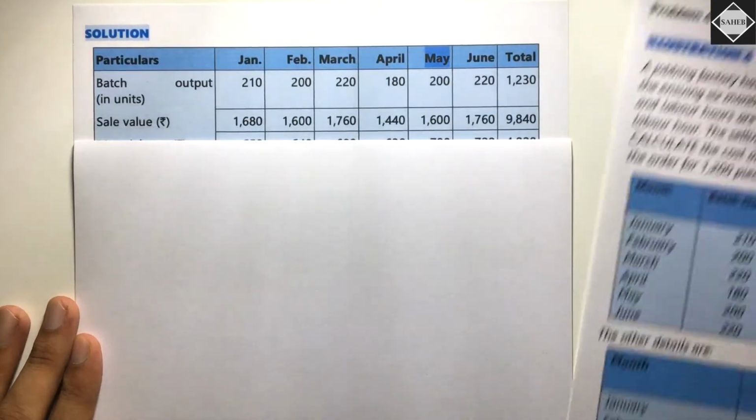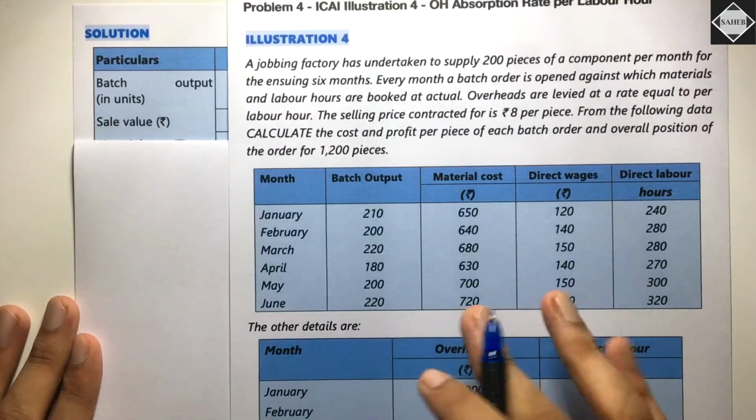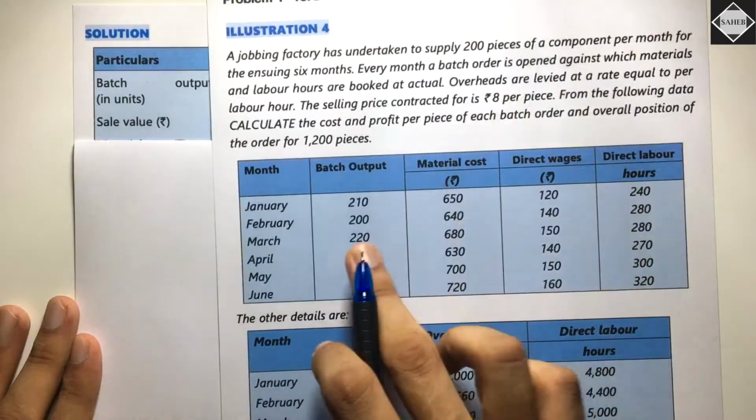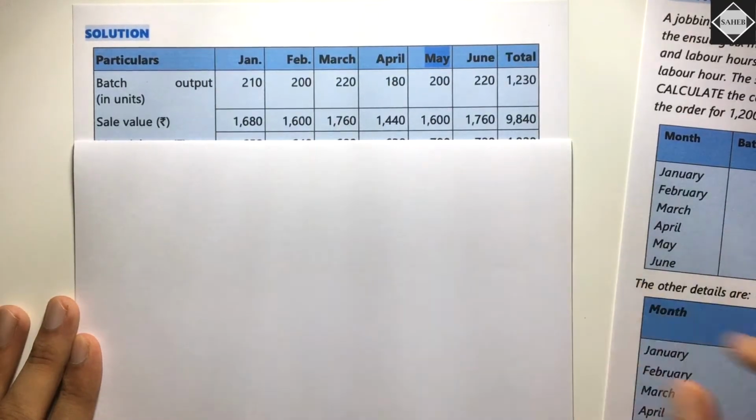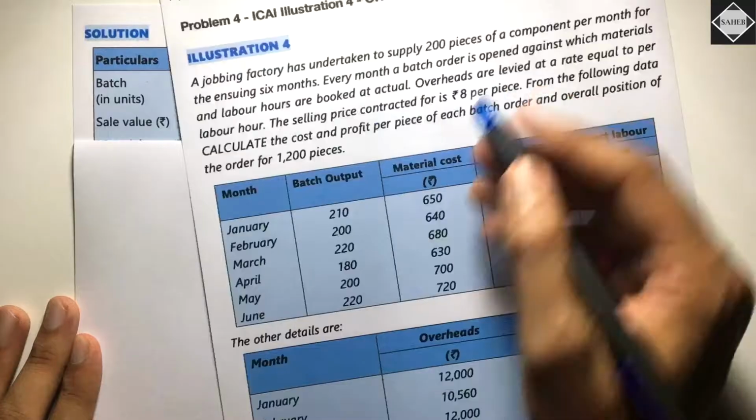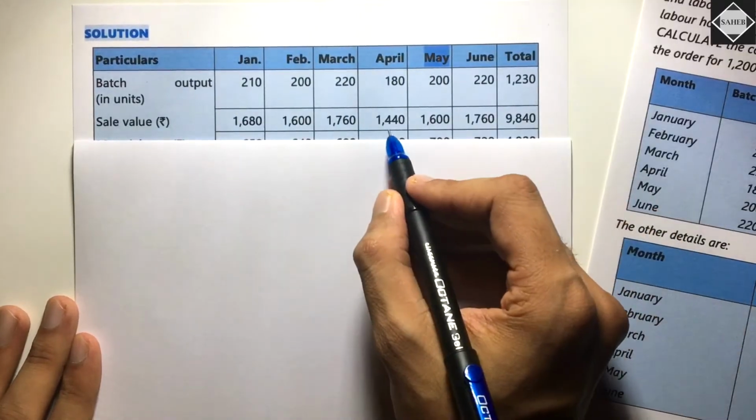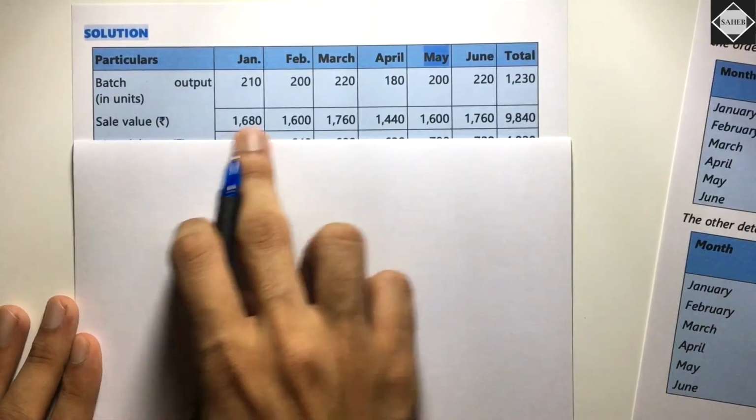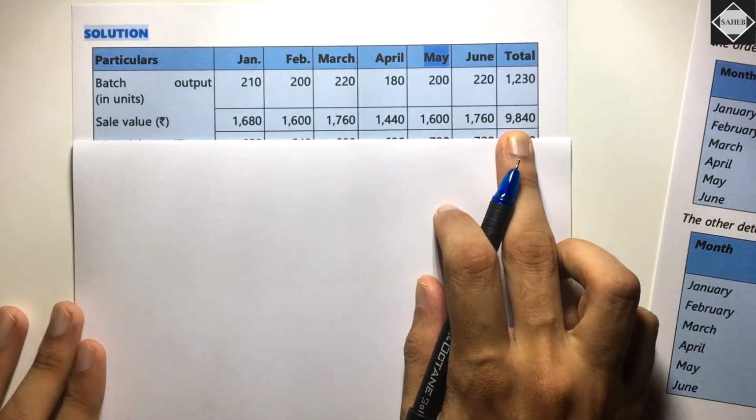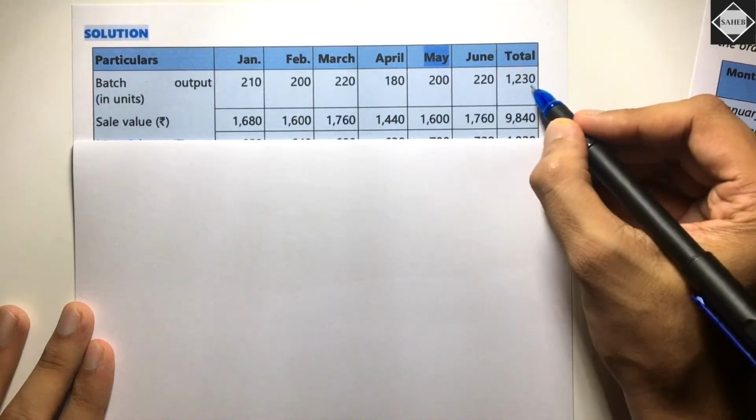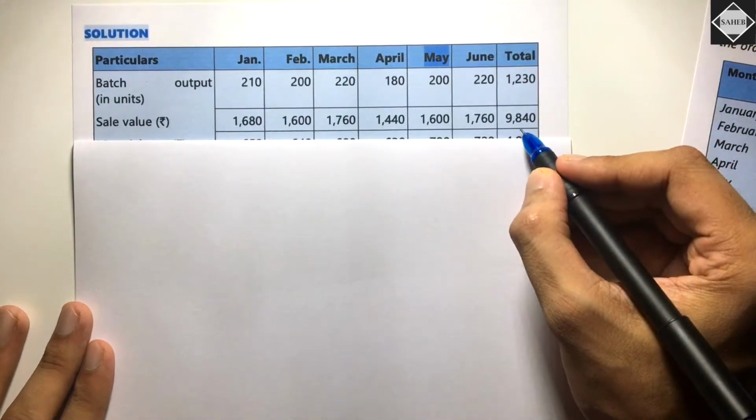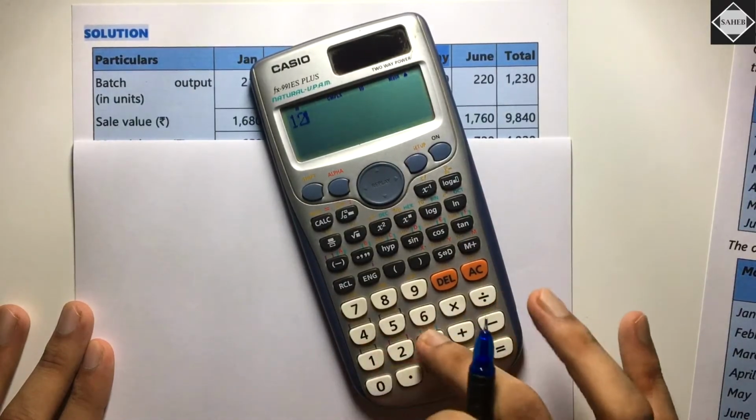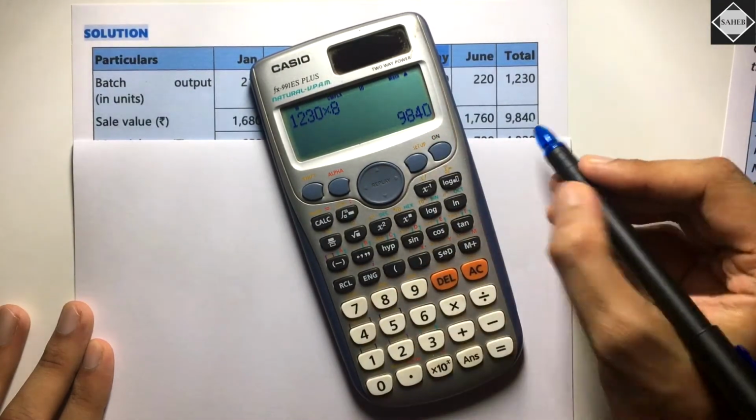The same thing you have to do with all the batches. 8 rupees into 200, that's 1600. 8 rupees into 220, that's equal to 1760. And then 8 rupees into 180, that's equal to 1440. And so on, you can easily calculate. And if you take a sum of this, that's equal to 9840. Or you can calculate 1230 into 8, that's 9840.